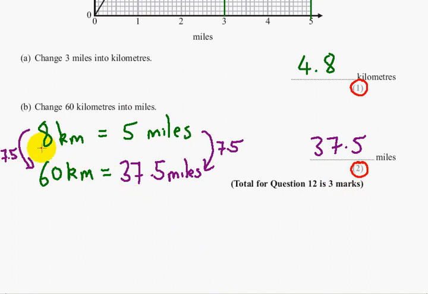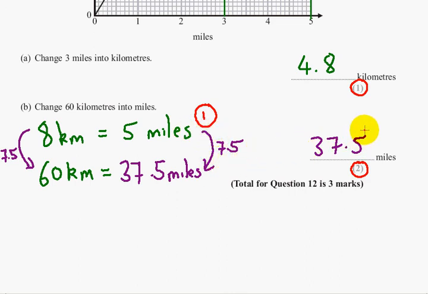The first one is for taking a reading off the graph. In this case, we used 8 kilometers equals 5 miles. You could have used the graph and looked at how many miles 6 kilometers was as well, and then times it by 10. But I did it this way. The first mark is for taking a reading off the graph, 8 kilometers equals 5 miles, then multiplying it.